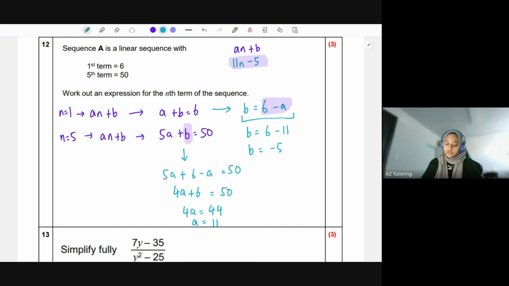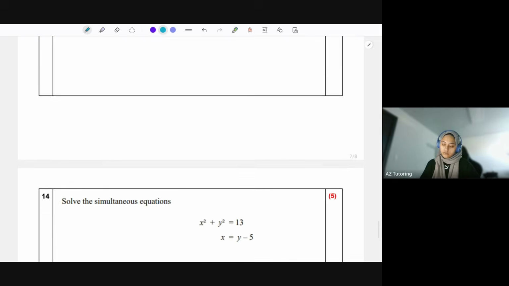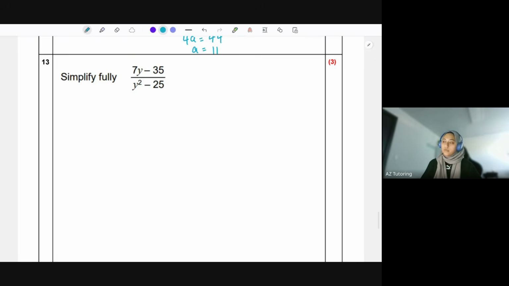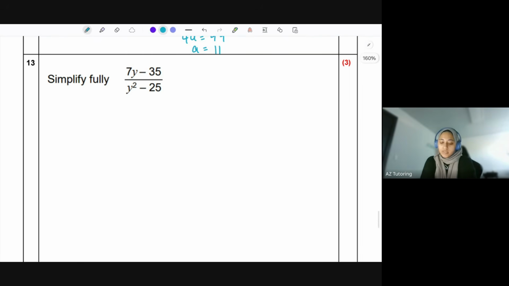So the final question now, we've got, actually we've still got 2 more questions, but let's do question 13. It says simplify fully this algebraic fraction. So let's factorize the top. We haven't got any common letters, but we've got a common number, which is 7. 7 times y is 7y. 7 times minus 5 is minus 35.